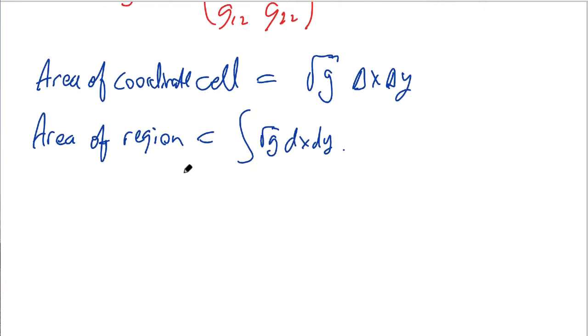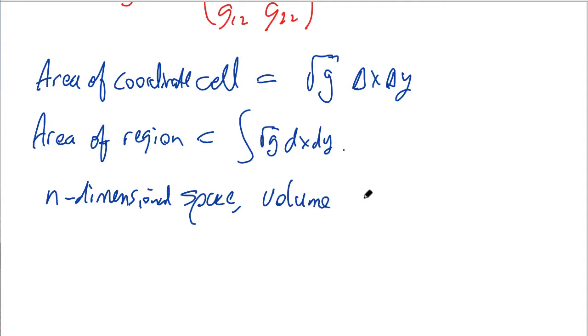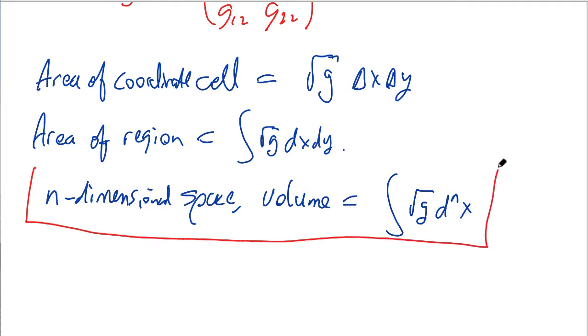And the analogous result holds in any number of dimensions. So in an n-dimensional space, the area or volume is equal to the integral of the square root of the determinant of the metric times d^n x. So d^n x is just shorthand for dx1 times dx2 times dx3 and so forth. All right, let me give you an example.